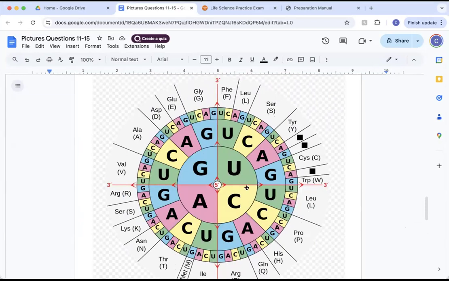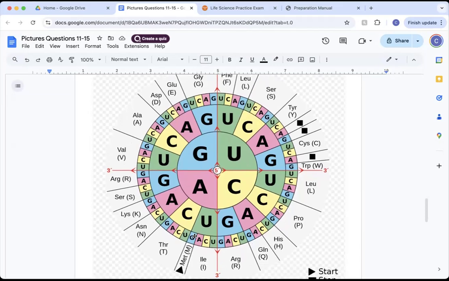But basically you're going to start in the middle with your first letter, and then you're going to move out to the second circle for our second letter. And then we're going to go out to our third row for our third letter. So let's say we had UUA, we would go U, U, A, and that would tell us that the amino acid that's going to be created here is leucine. Or let's say we had AUG. We'd go A, then U, and then G, and that's methionine, you can see here, and that is our start codon.